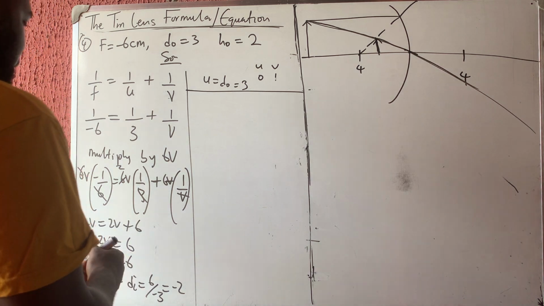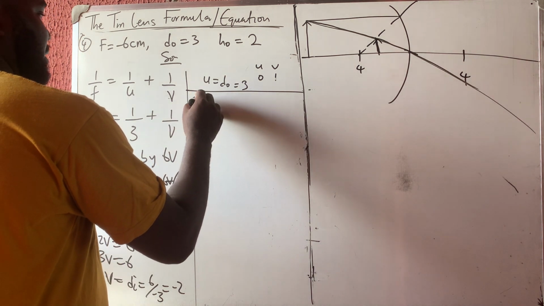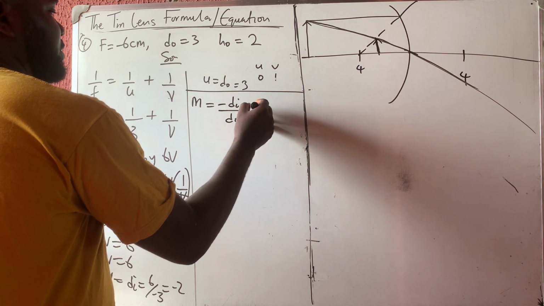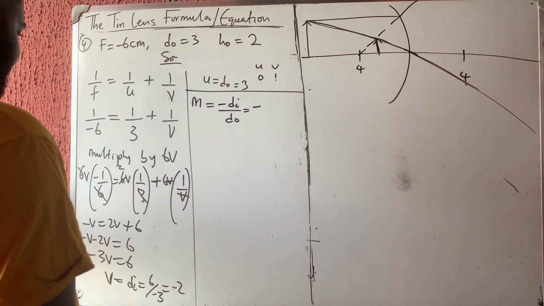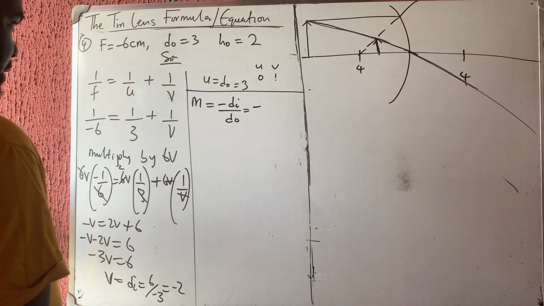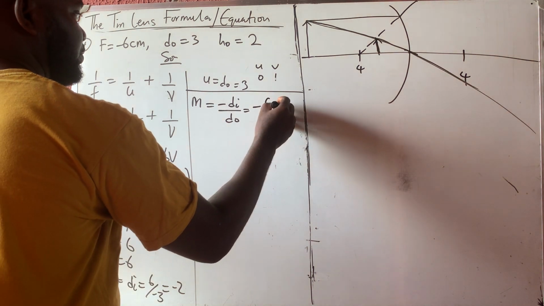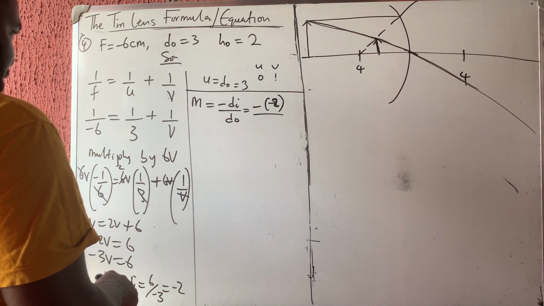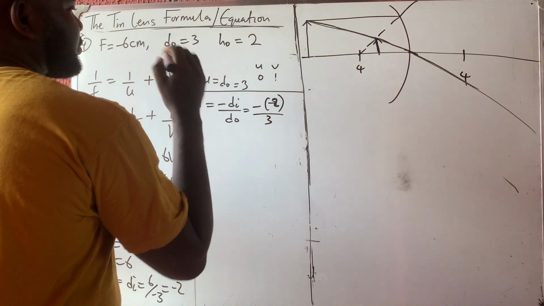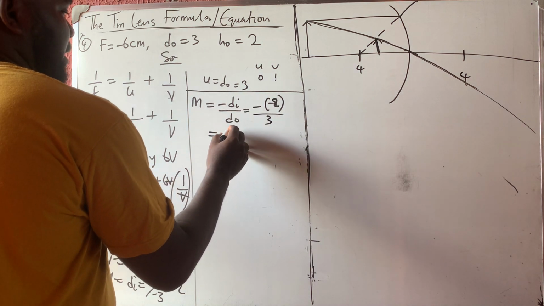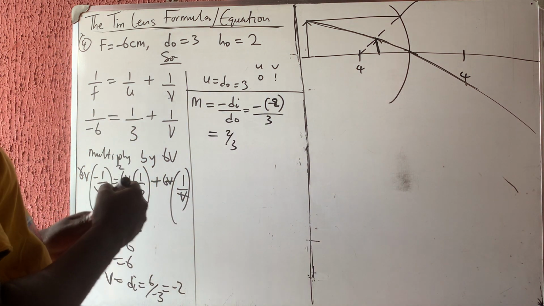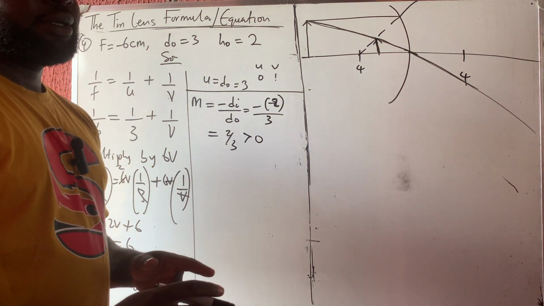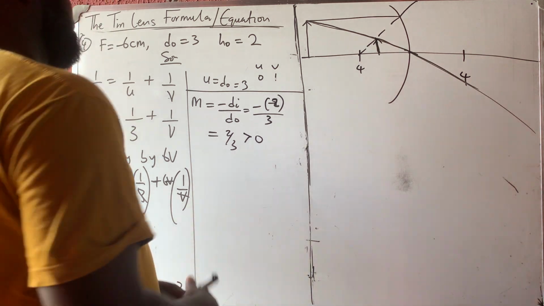So, and then next thing we need to find is the magnification. I know that my magnification is negative di over do. Where is my di? Have I gotten di? Yes, my di is minus 2 all over my do. Where is my do? My do is 3. So I'm having that my answer is 2 over 3. 2 over 3 means it is positive. And if it is positive, then this image is standing upright. So if it is upright, then it is a virtual image. So that's what you need to know.